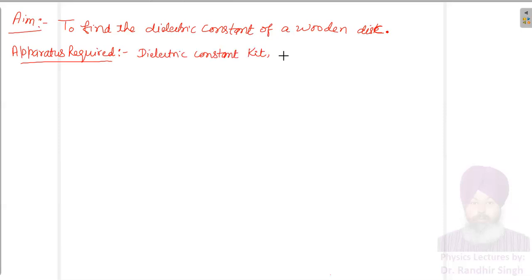Okay, we need dielectric constant kit for this. Then we need vernier calipers. Then we need screw gauge. And we need wooden disc. Nothing else is required. Okay, let me draw the circuit diagram.